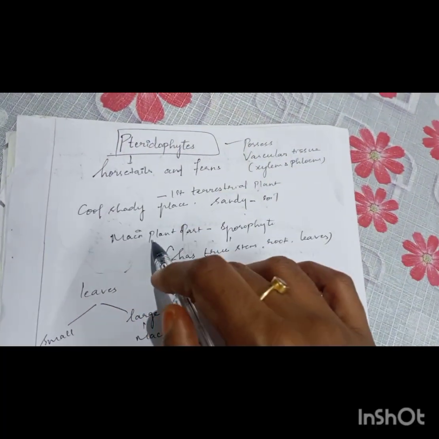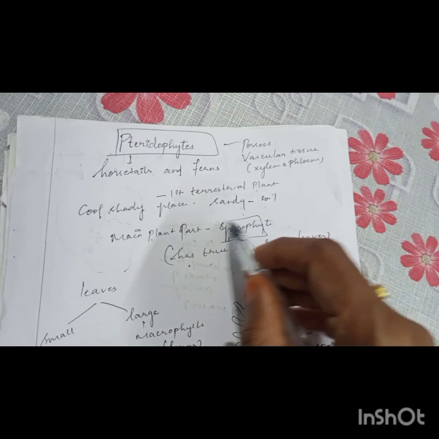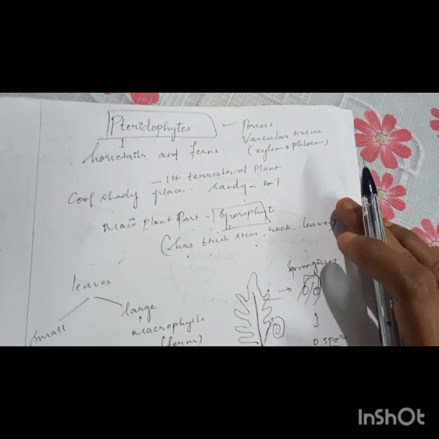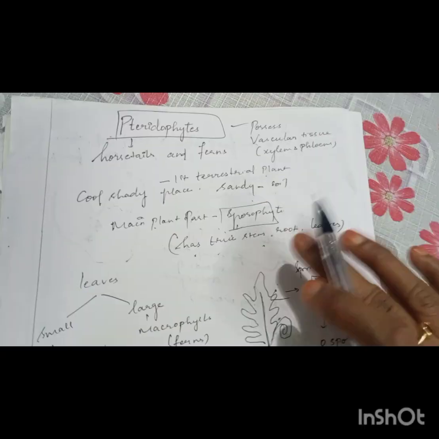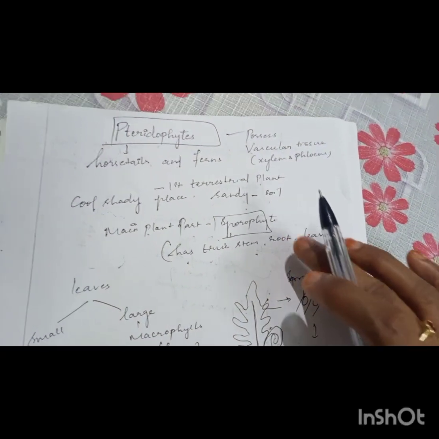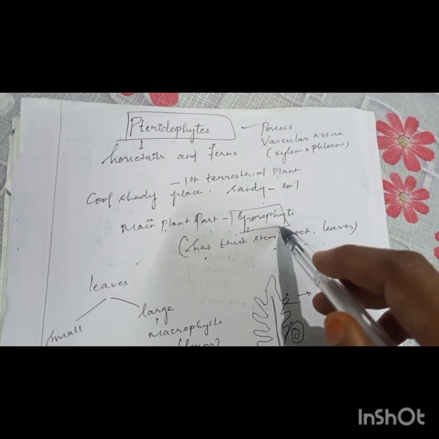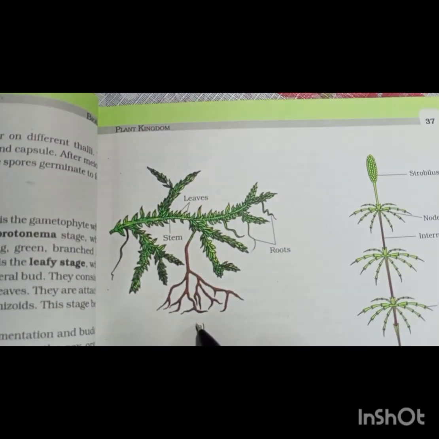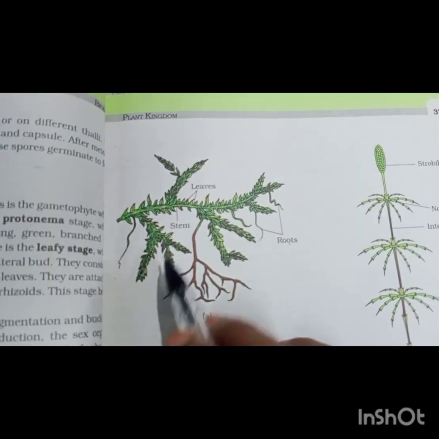In its life cycle, the dominant phase is the sporophyte. We have seen that in gymnosperms, the gametophyte dominated, or both shared the life cycle equally. But in pteridophytes, the sporophyte phase is dominant. And pteridophyte plants possess true root, leaf and stem.